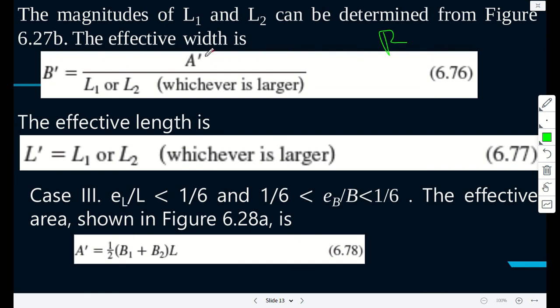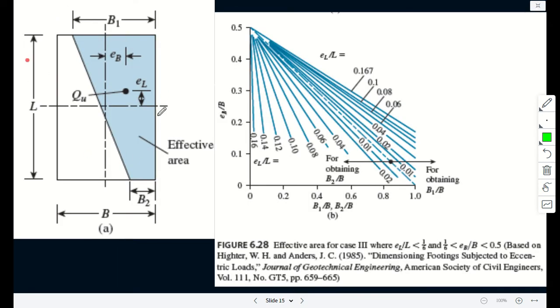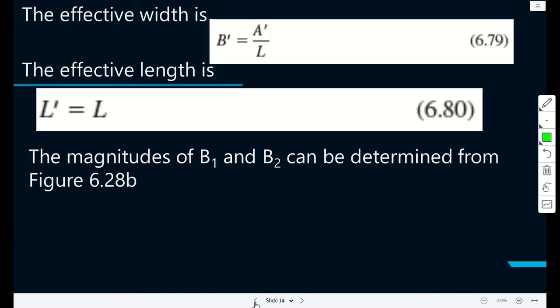So you have your area and B, and you can determine the L prime. So another case, we can have E over L, the eccentricity in the lengthwise direction over L, less than 1 over 6, and also 1 over 6 is less than the eccentricity divided by the breadth, E over B, which is still less than 1 over 6. The effective area is as shown in the figure, so this is the case here. So the magnitudes of B1 and B2 can be determined from figure 6.28.